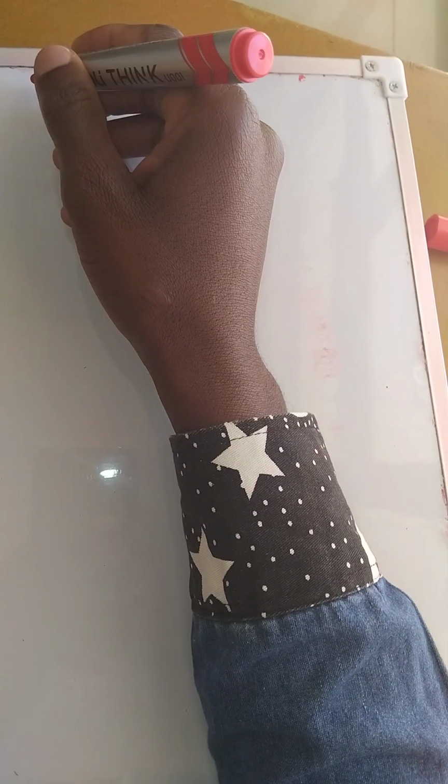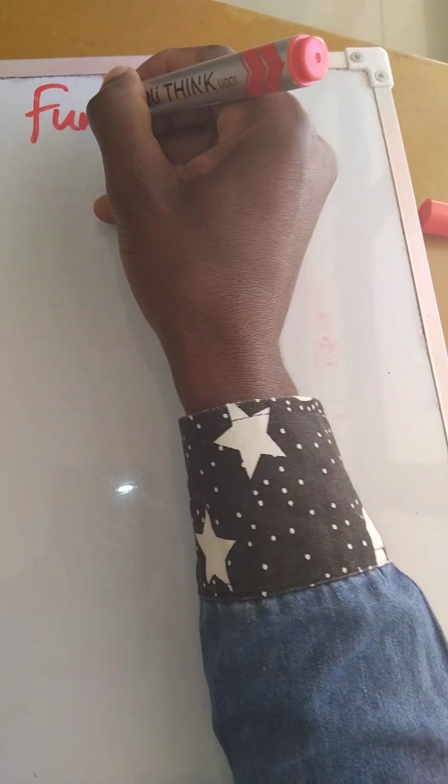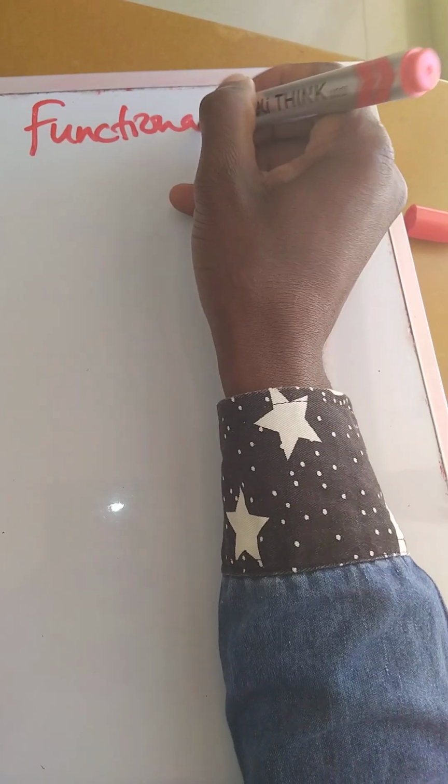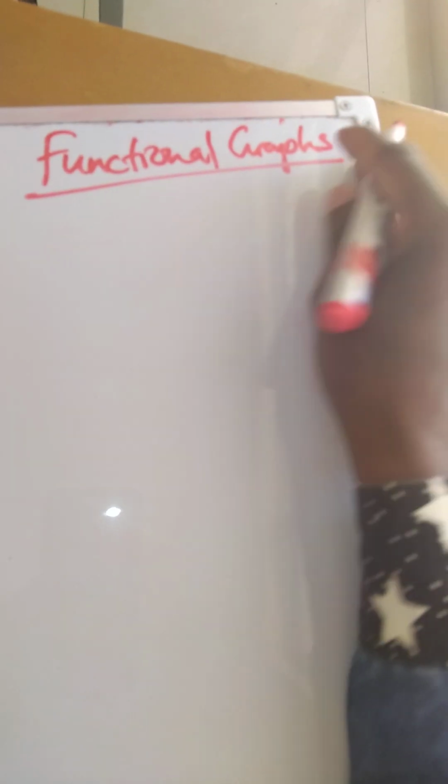Right, today we want to do functional graphs. Before you start a functional graph, you should know how to draw a straight line graph and how to simplify functions.